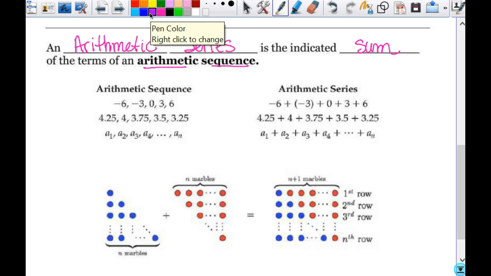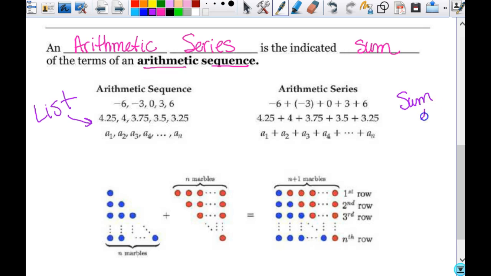So I put a little example of this is a sequence, this is a series, same numbers. The sequence is just a list: 6, -6, -3. You're listing them out, whatever it is. The series is the sum of all the things in the list, or a partial sum, depending on what it is that we're looking for.